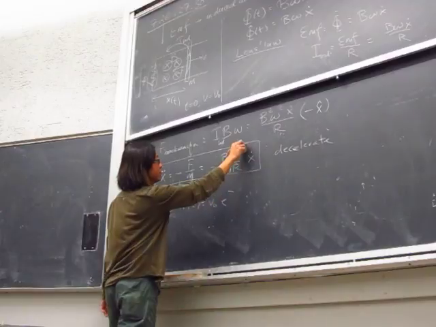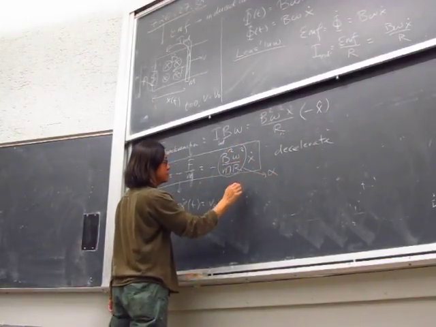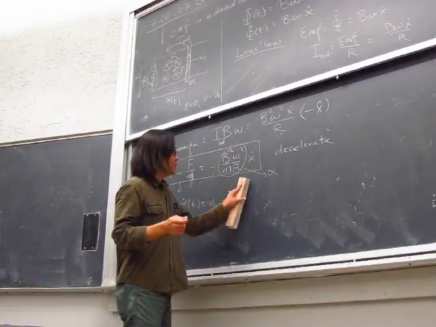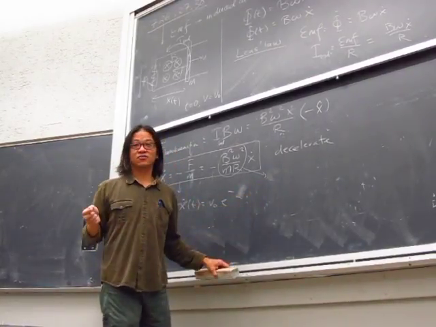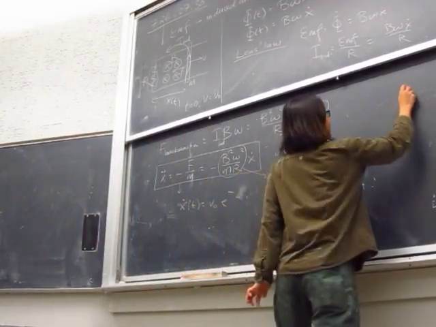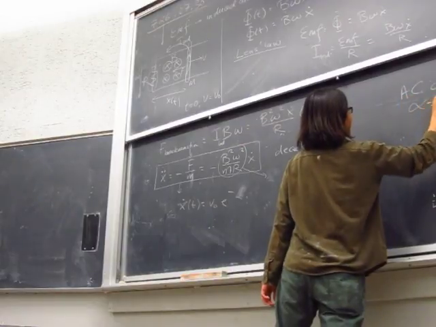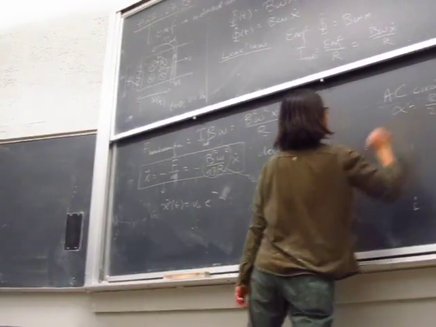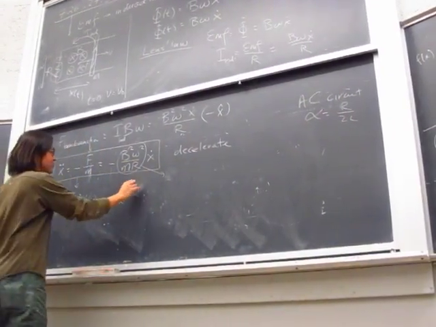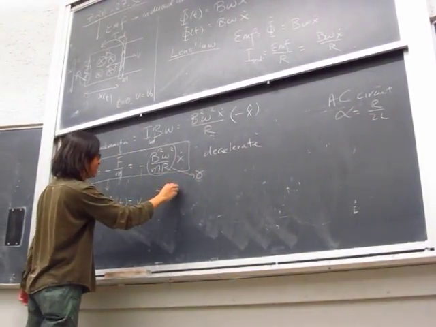Let's call this thing alpha. Well, let's not use alpha because that would confuse you, because we already used alpha in AC circuits, where alpha is R over 2L. Let's use gamma. At some point, of course, you get alpha, actually.